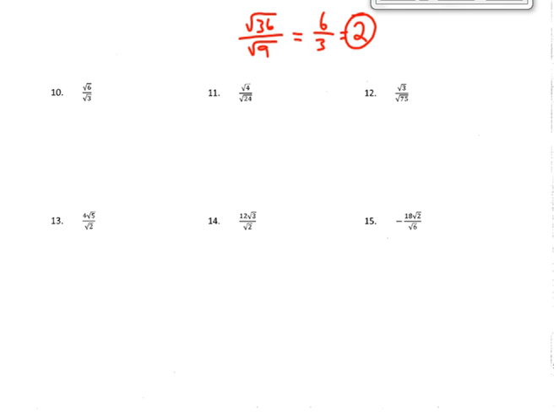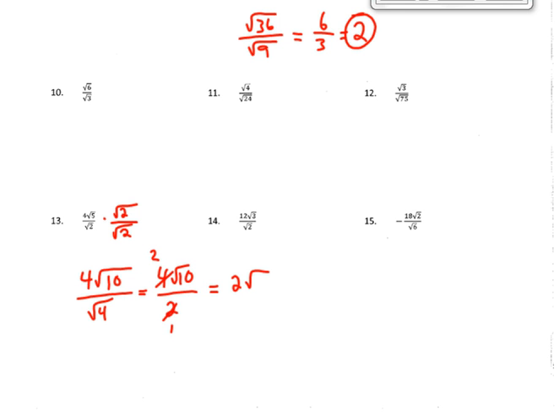Going down a little bit farther, let's take a look at number 13. Hopefully by now you know that I need to multiply by a square root of 2 over a square root of 2. But when I do that on the top, I get 4 times the square root of 5 times the square root of 2, which is the square root of 10. And then the square root of 2 times the square root of 2 on the bottom gives me the square root of 4. So I have 4 square root of 10 over the square root of 4 is a 2. And I can reduce that too. 4 divided by 2 gives me a 2. 2 goes into there twice, and 2 goes into there once with the square root of 10.